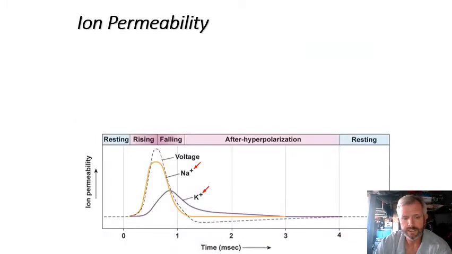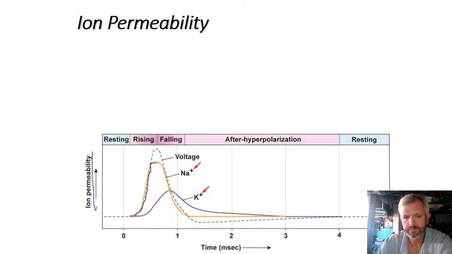Let's walk through what's changing with the sodium. The yellow is the sodium permeability, purple is the potassium permeability, and this is the voltage. The dotted line is the actual action potential, what we see in the membrane potential. You can see the yellow sodium gates are open, so sodium permeability is up, and that's what's causing our depolarization.